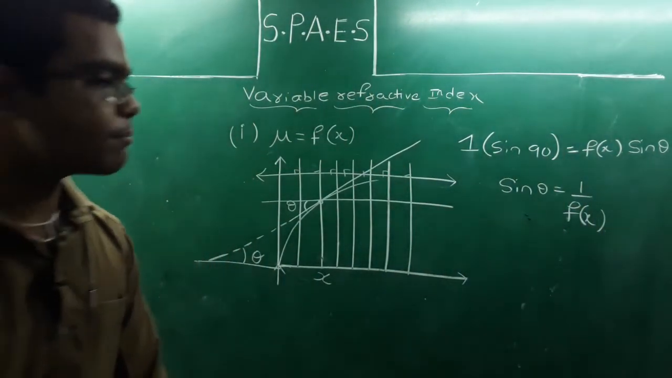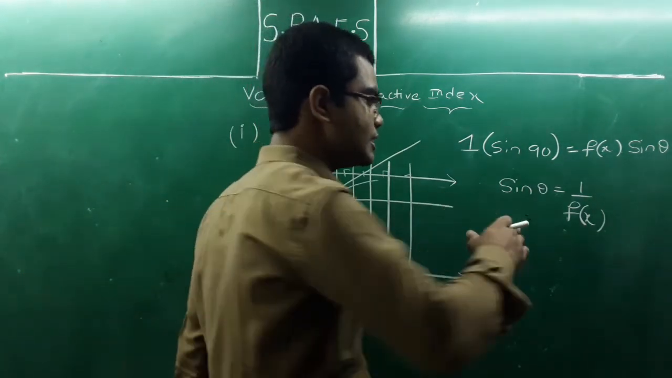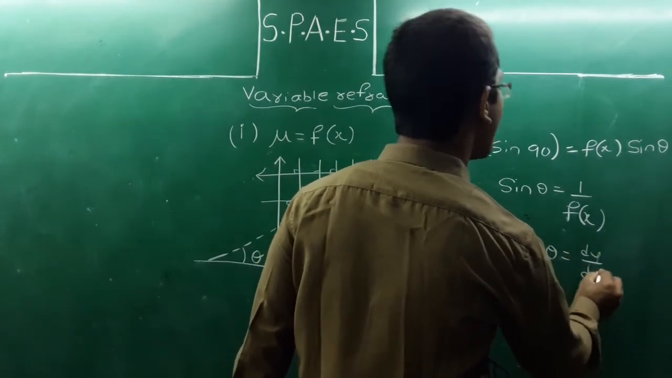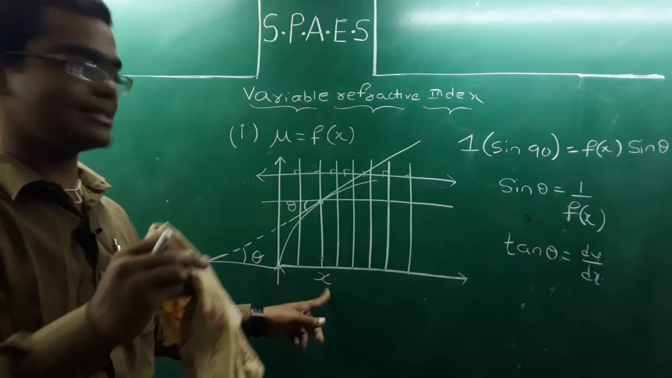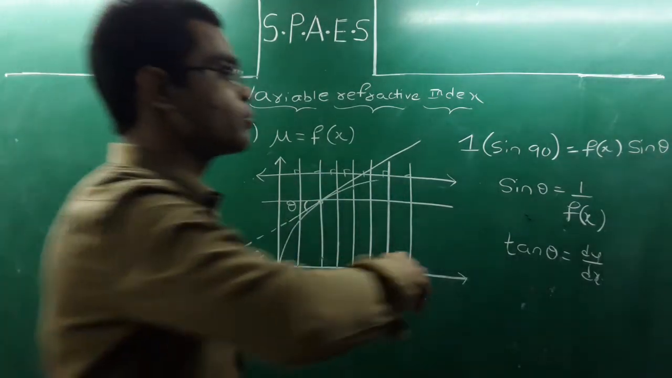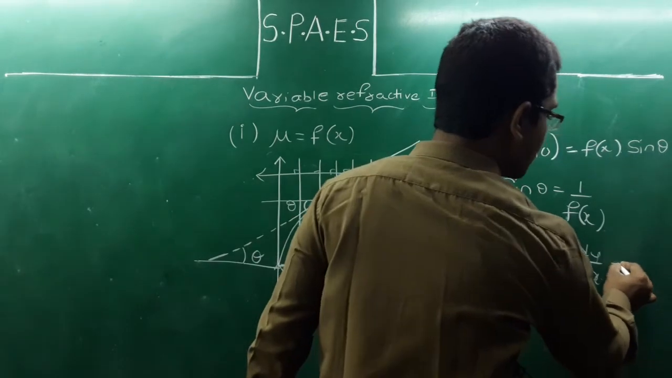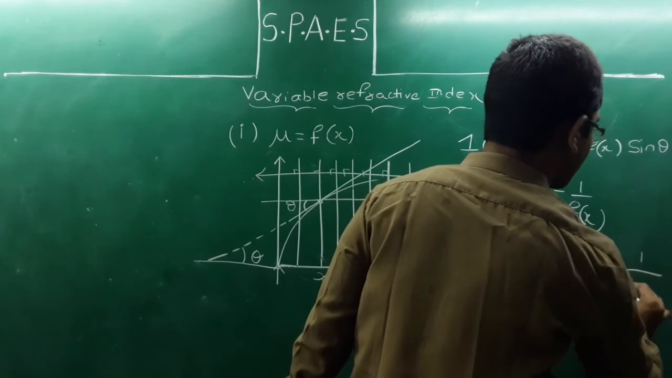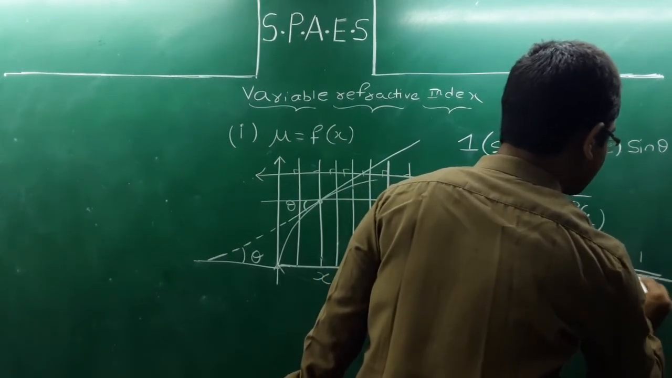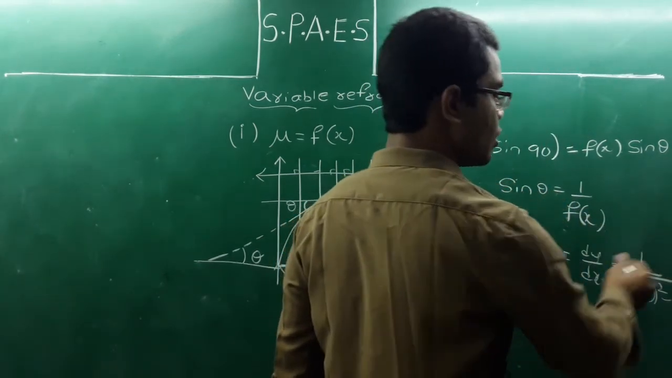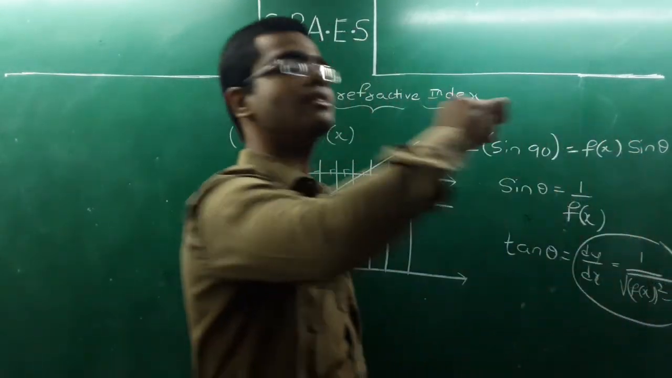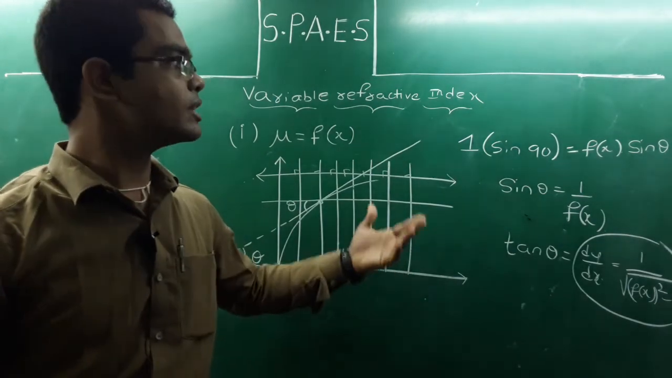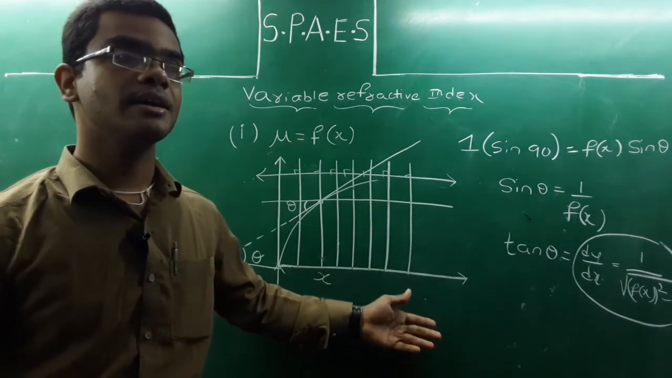One more very important point: just before, we got that tan theta is equal to dy by dx. The slope of the curve at that point x is nothing but tan theta. So we can get the tan theta value from the equation sin theta equal to 1 by f of x. So tan theta is going to become 1 by root of f of x whole squared minus 1. Now we can apply integration over here to get the value of y. Thank you. This is how we solve the problems when the refractive index varies along the x-axis.